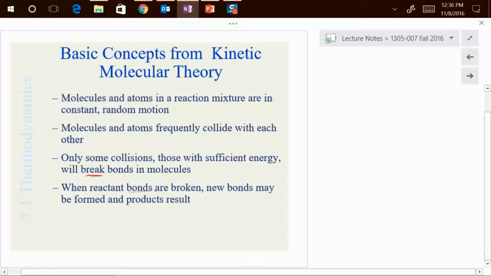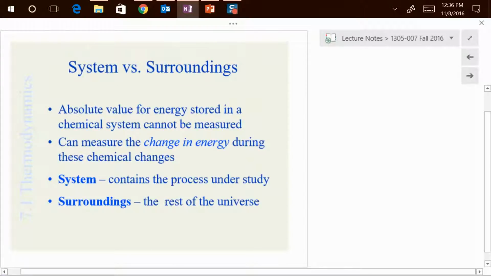When reactant bonds are broken, new bonds may be formed and products will result. So that's the idea behind what's happening. We have these collisions. As they collide, they absorb energy, and the absorption of energy allows the bonds to break. And if the bonds break, then we can create new products. If they just collide and bounce off of each other, then obviously there's no reaction. And that's going to affect the rate of these reactions as well.